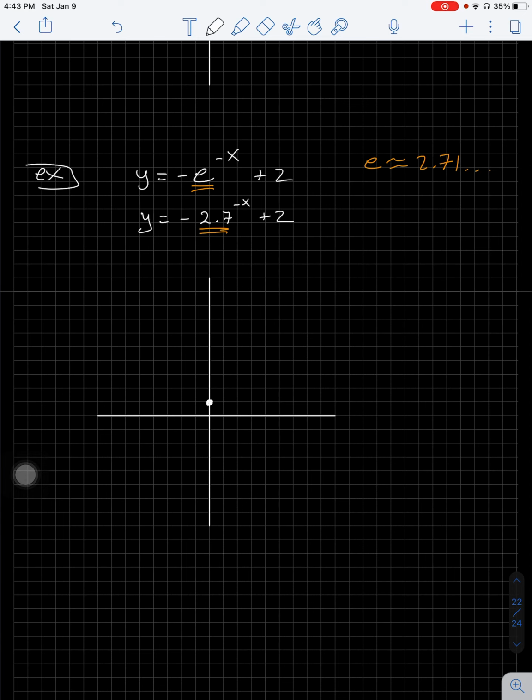Intercept at 0, 1. And then my base is going to be at 1 and 2.7. So it's just an estimate right here. This is that E value. Asymptote still here at y equals 0. Okay, that's our parent graph. And now you can forget about that and do everything else as normal.